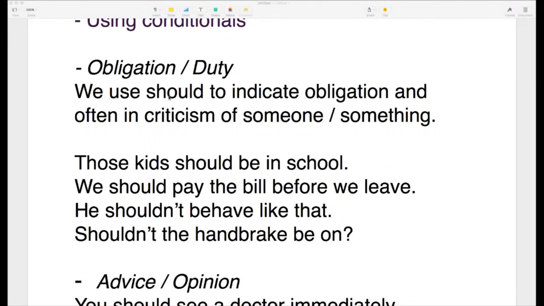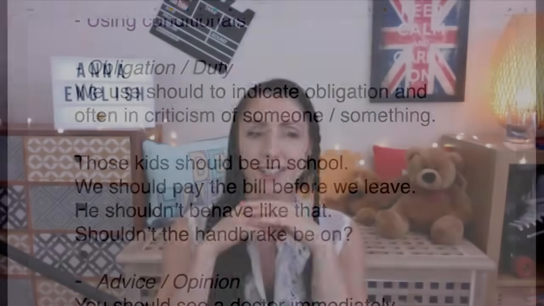So here I've just written in the notes again, we should use should to indicate obligation, and often this is used in criticism of someone or something. So we often use should when we're criticizing, when we're going, hey, you should be at work.